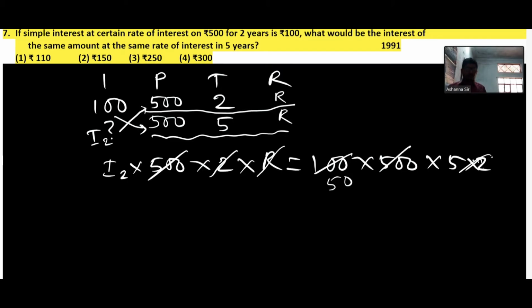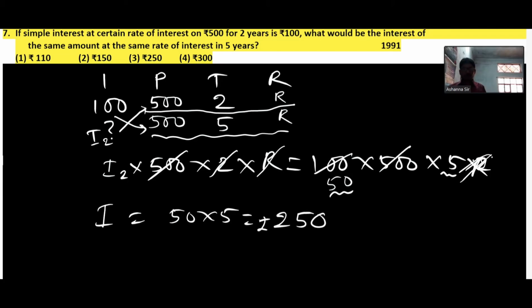This last one R, not 2, this R and R cancel. So I2 is equal to, on the right side we have 50 and 5, 55 are 250 rupees. So this is the answer.